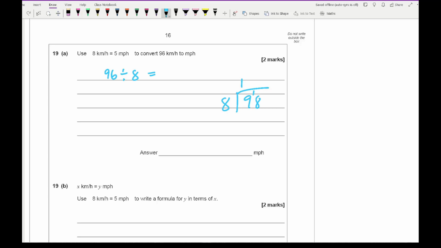How many 8s go into 2, so 12. Then I need to multiply by 5, so 12 times 5.